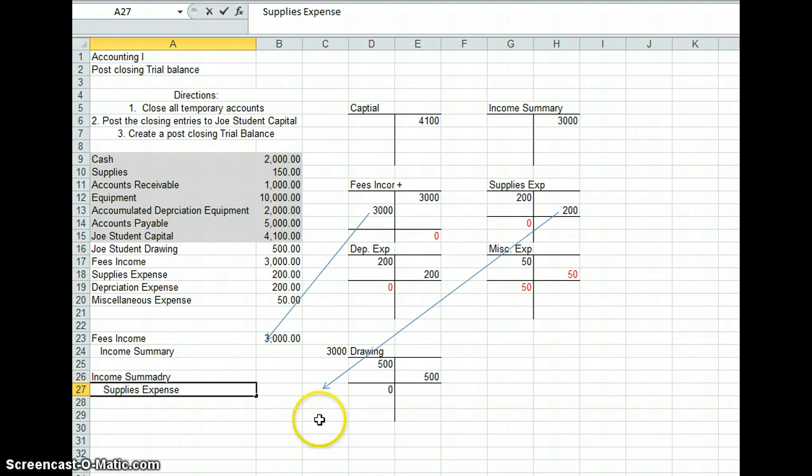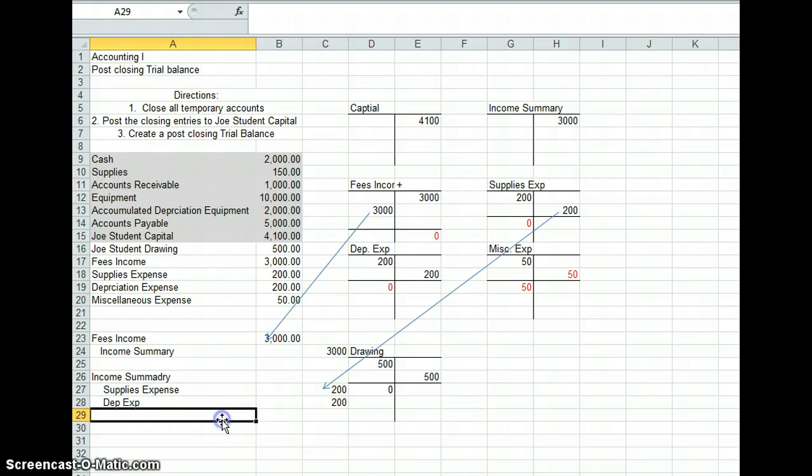And we know that we need to put a credit in there for $200 to bring that account to zero. That's what we're doing. And then we're going to do the same thing for depreciation expense. We credited in the T to bring it to zero. We're going to credit in the journal entry to bring it to zero. And miscellaneous expense, as a normal debit balance, so that credit will bring it right down to zero.